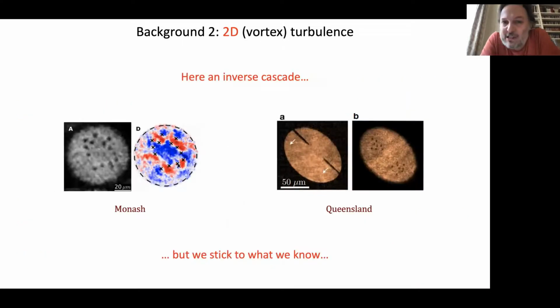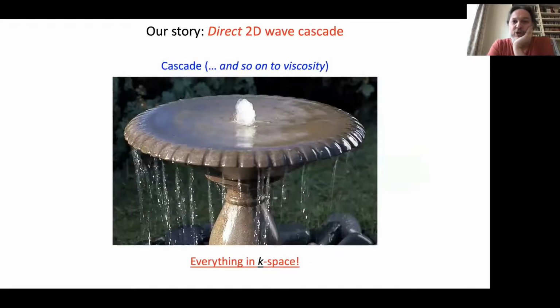Now, the second part of the background is we're going to work in 2D now, and 2D is maybe most famous to most people for the fact that it also supports an inverse cascade, which goes from small length scales to large length scales. That's why we have weather, for example, apparently. And there have been some examples of experiments on that in homogeneous 2D Bose gases with vortices, where so-called Onsager vortex clustering was observed. But we're going to stick to what we know, which is the direct wave cascade. So if you thought that 2D supports only an inverse cascade, that's not true. Depending on your injection protocol, anything can happen. And so we're doing a direct 2D wave cascade.